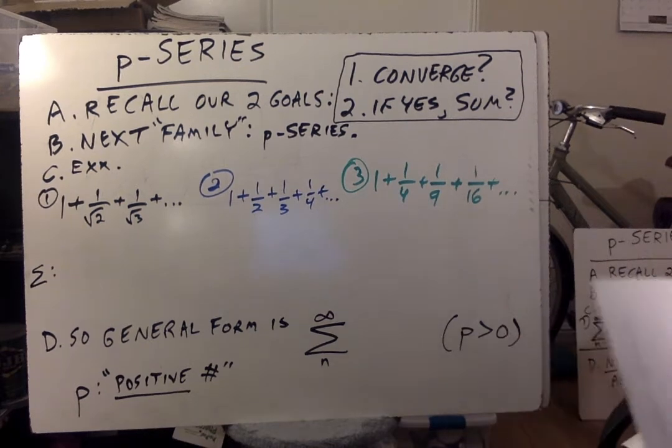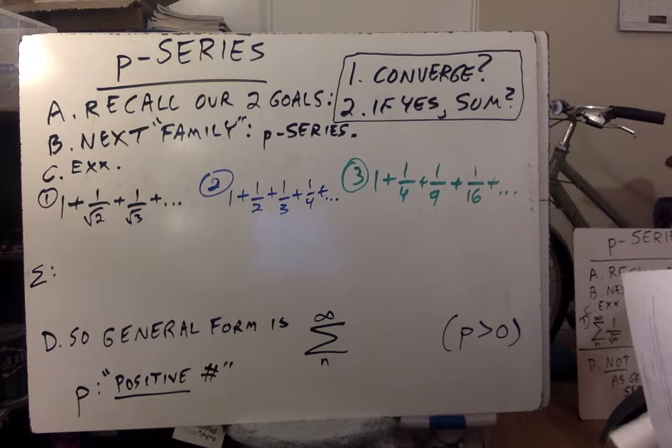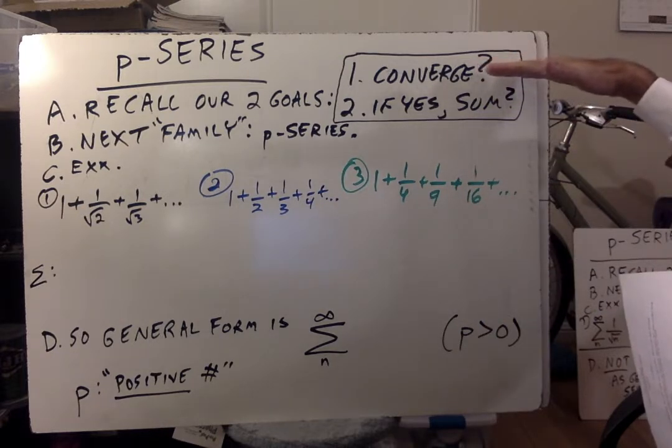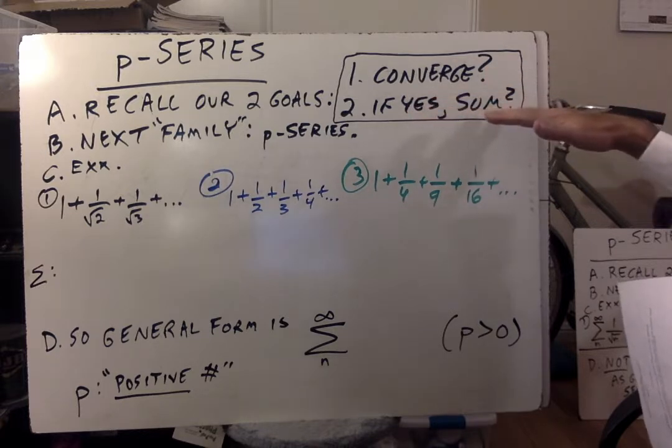The next family of series we look at is called the P-series, and they come with their own convergence test. So recall our two main goals in this chapter. I give you a series and you have to answer this question. First, does it converge or diverge? And then second, if yes, it converges, can we calculate its sum?